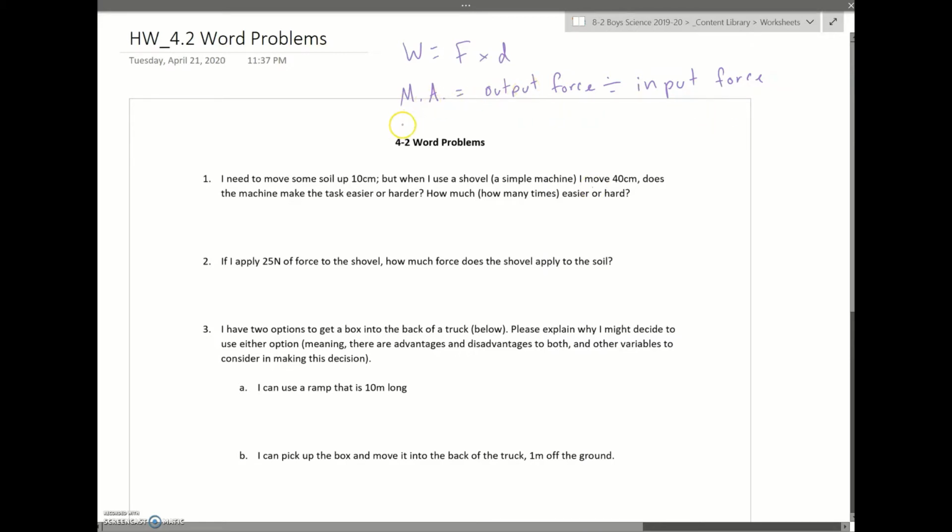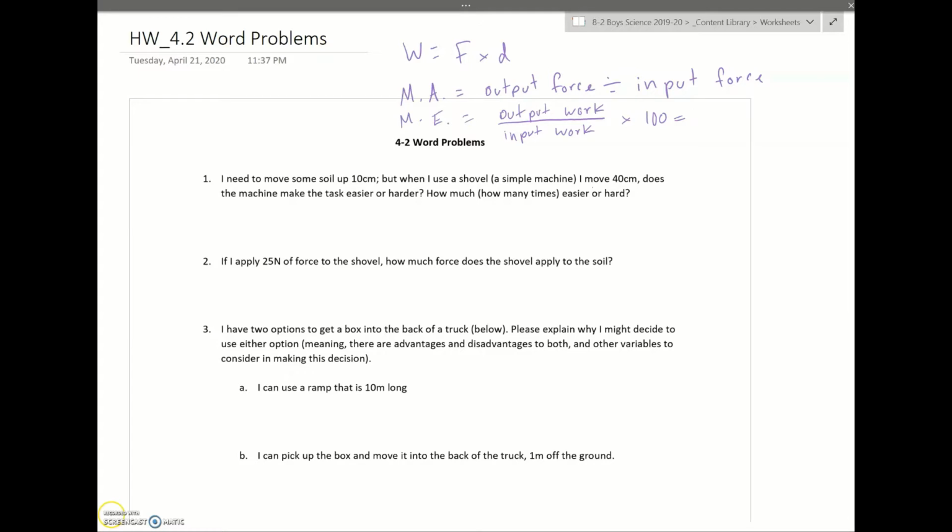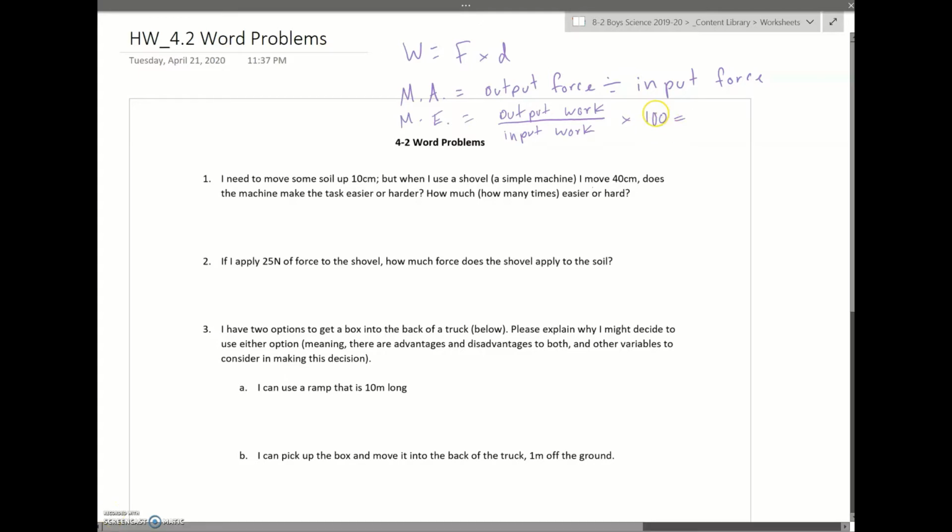The last equation that we'll need for this worksheet is mechanical efficiency, which is equal to output work divided by input work, multiplied by 100, and we're going to multiply it by 100 to give us a percent.